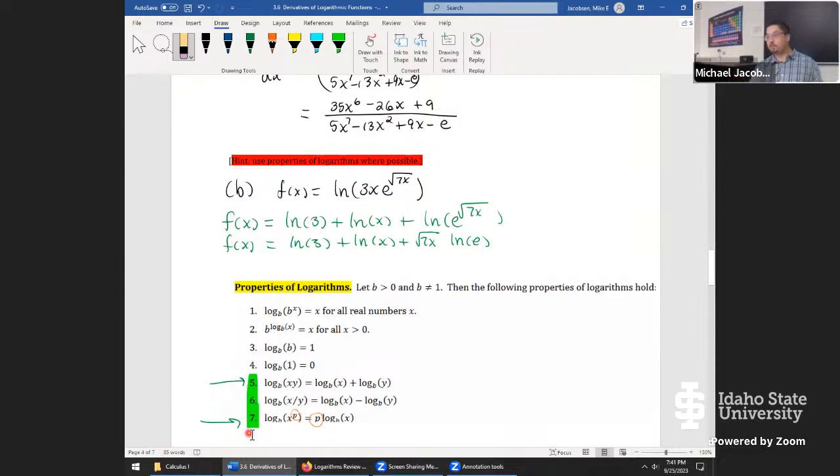And it gets even better because if you see natural log of e, anyone know what that would be equal to? Not quite 0, but you're on the right track. It reduces very, very nicely.